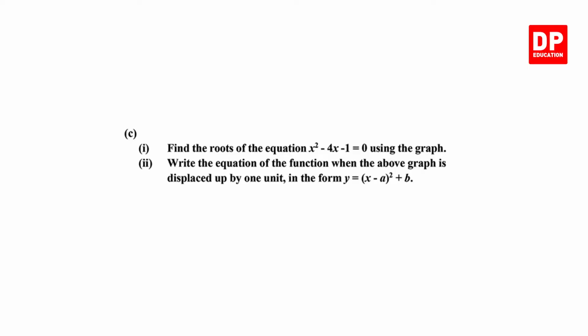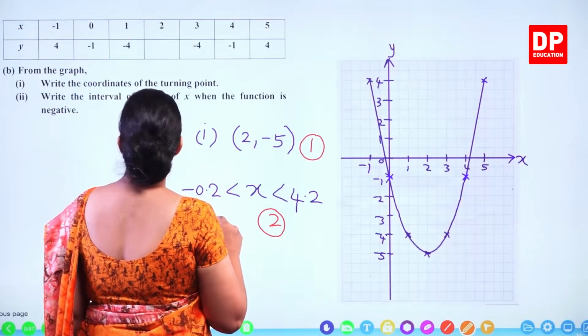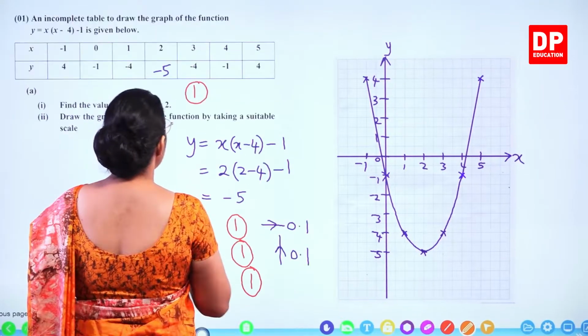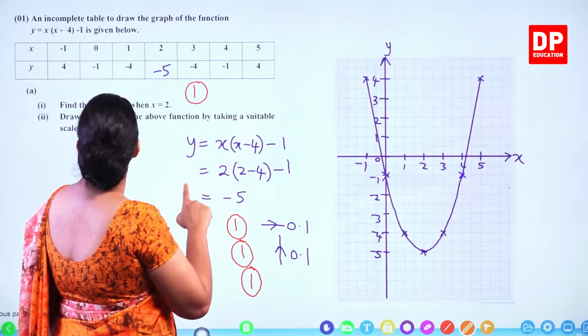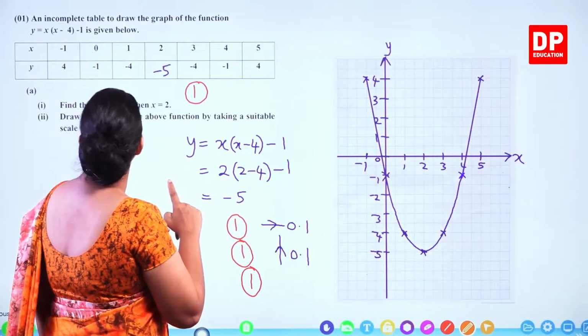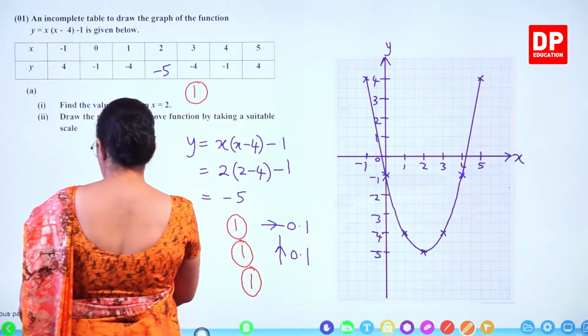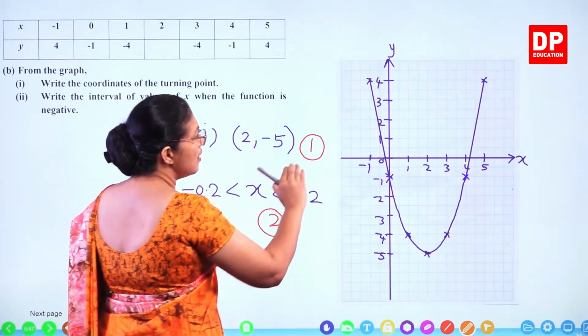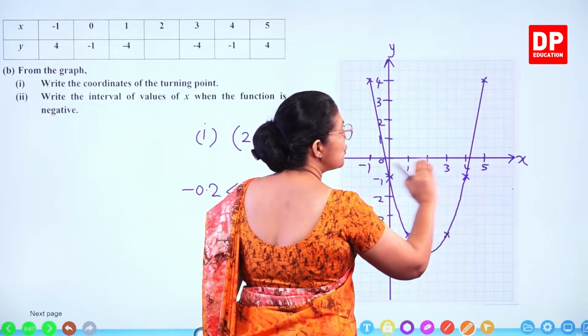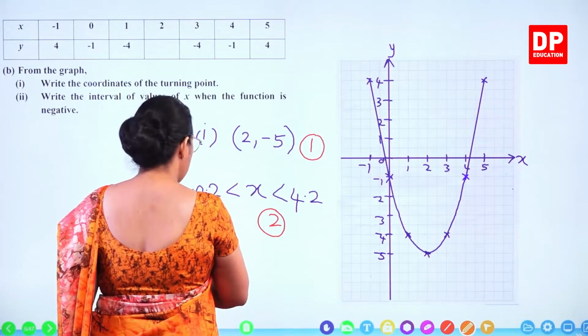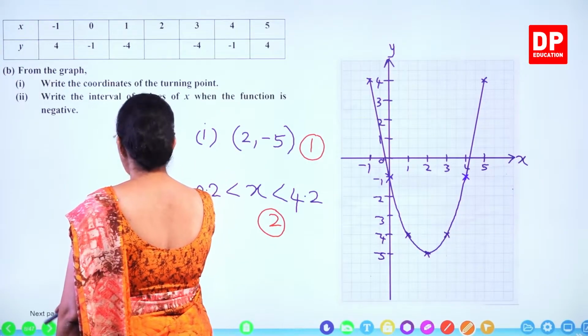Part C. Find the roots of the equation x squared minus 4x minus 1 equals 0 using the graph. So we drew that graph, x squared minus 4x. So we can check whether we have the same equation. You have to expand it. When you expand brackets, x squared minus 4x minus 1. So same graph. So you can use the y value 0. Roots means y equals 0. So same root values you are getting, minus 0.2 and 4.2.